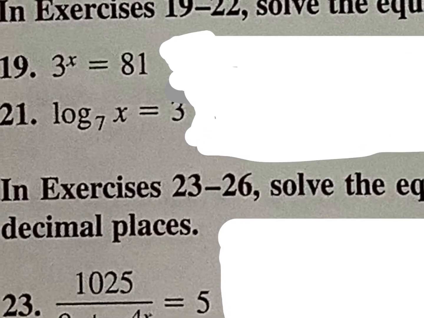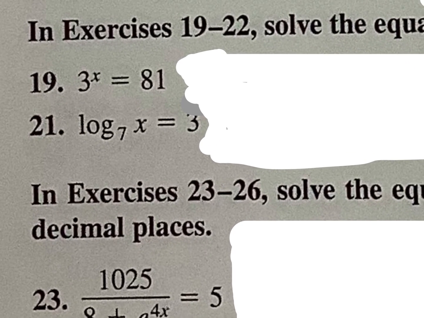I'll do 26 next. For 19, 3 to the power of x is equal to 81. Can I make 81 look like 3 to some exponent? 3 to the 4th power. So if both of my bases are 3, they cancel, so x is equal to 4.